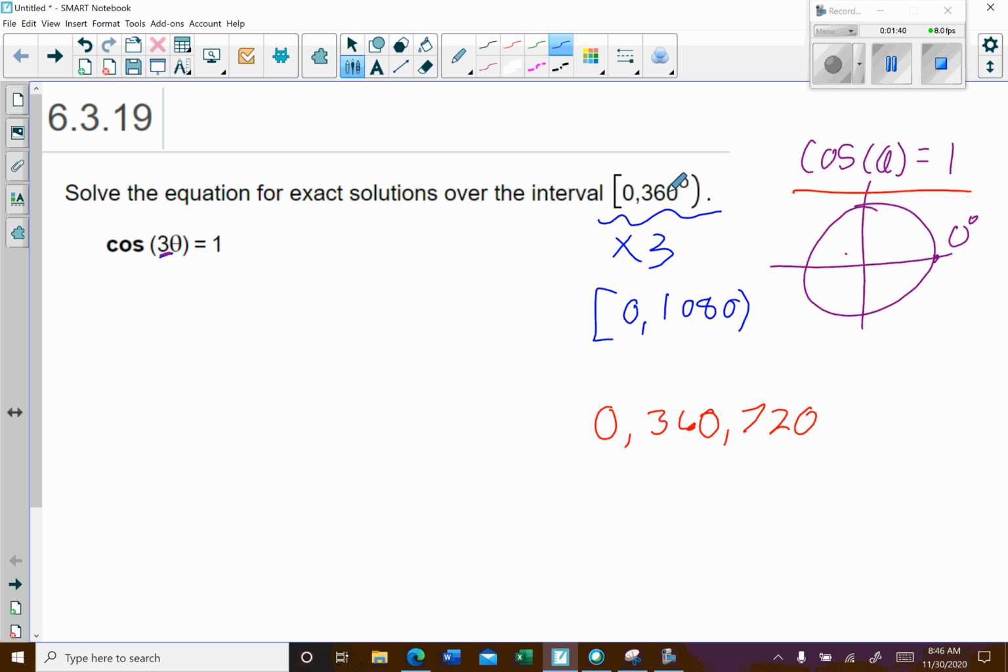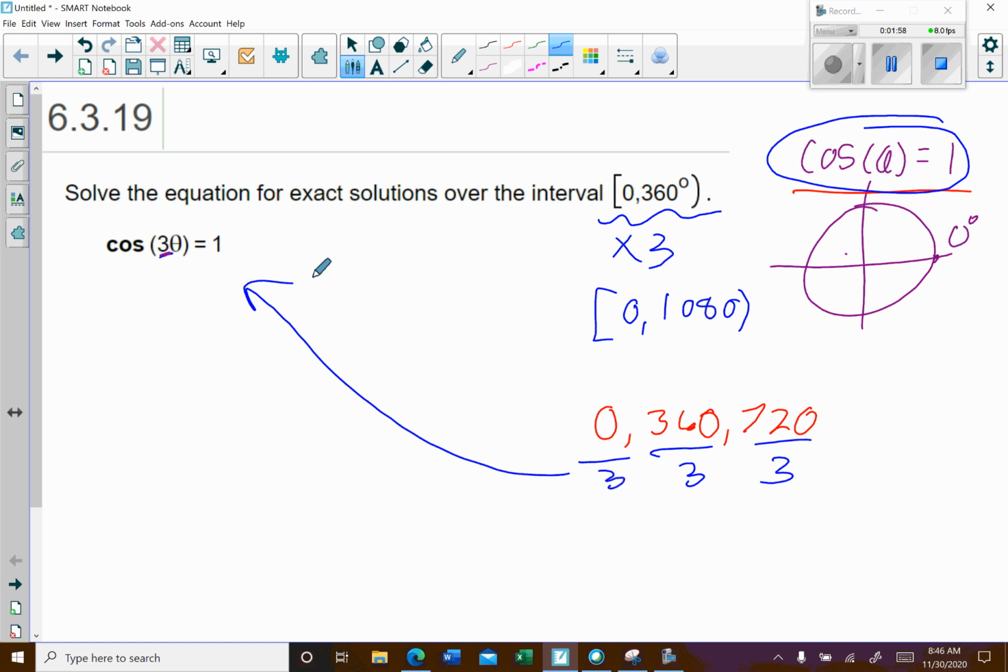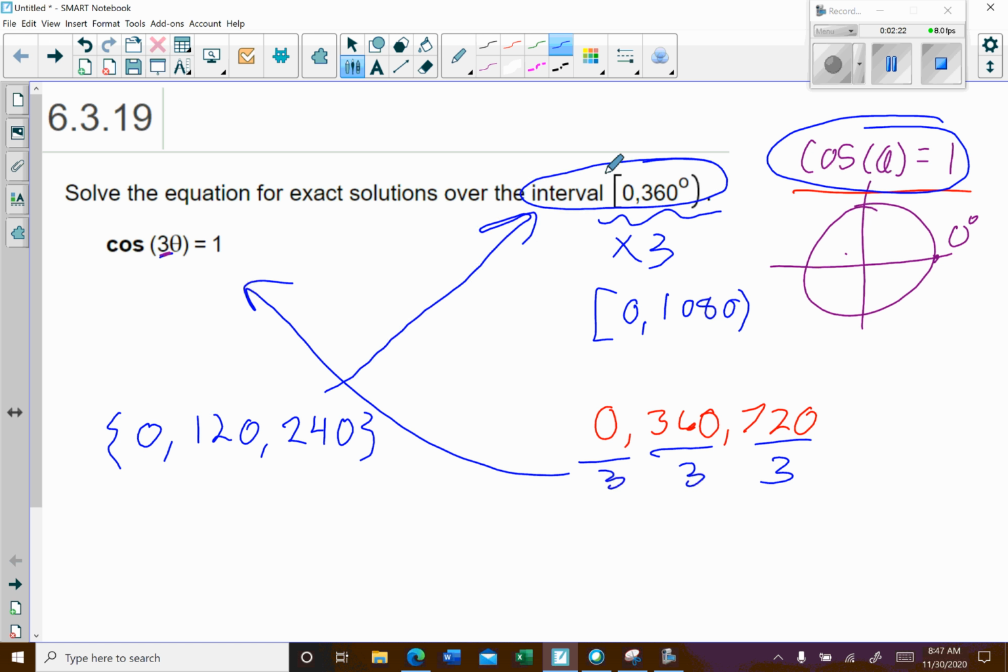So we ended up expanding our interval by a multiple of 3, and you look at it from this perspective, right? You find which ones would make it equal 1. And then now we're going to go back and divide all these answers by 3, and they should fit our original question over here. So let's see. 0 divided by 3 is just 0. 360 divided by 3 is 120. And then 720 divided by 3, let's see, what is that? 240. And so now that's all within the original interval of the question.